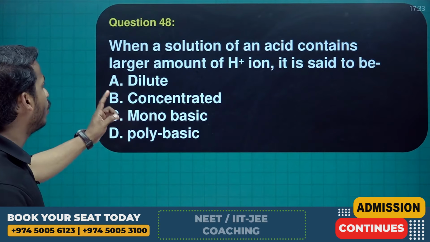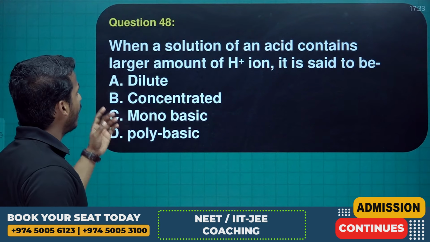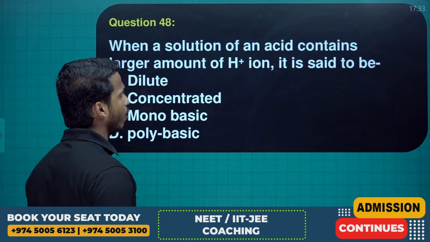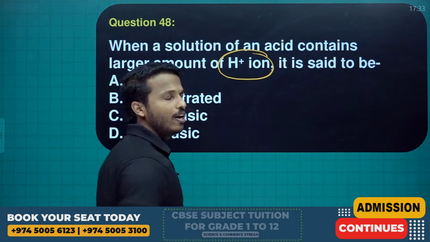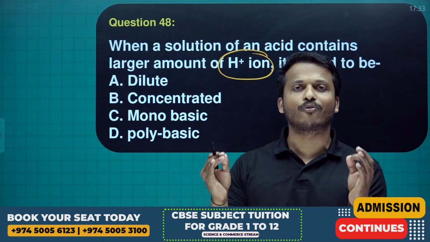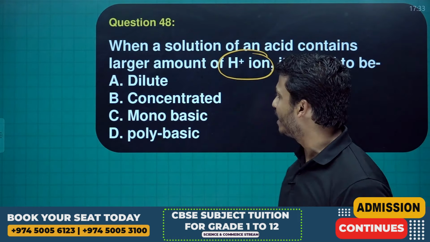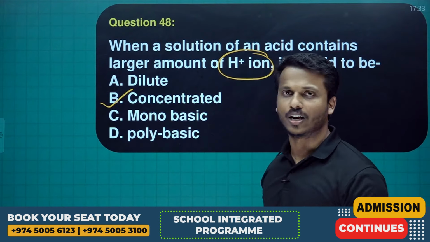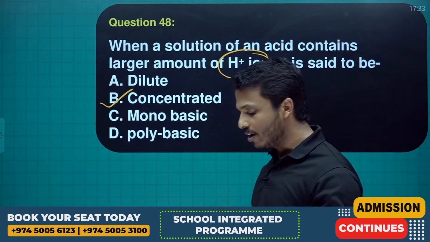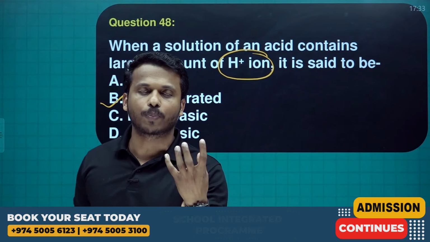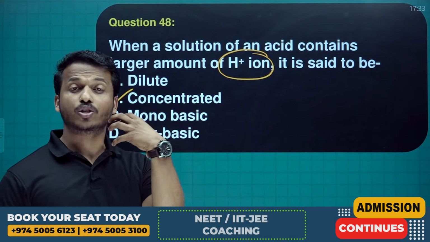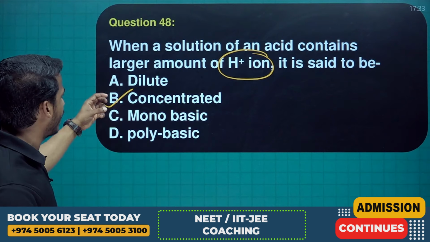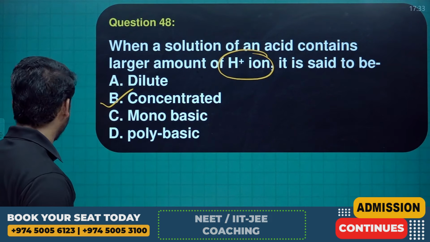When a solution of an acid contains a large number of H plus ions, it is called what? If an acid can give a greater number of H plus ions in water, what is it said to be? That is called concentrated acid or strong acid, right? So if the acid gives more H plus ions in water, it is a strong acid, or normally we can say concentrated acid.